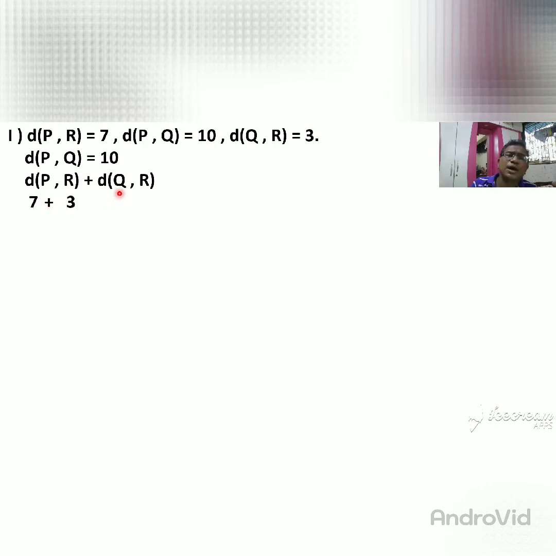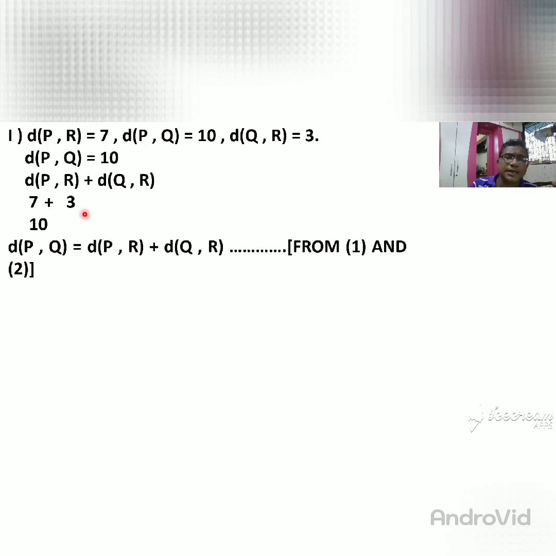And distance QR here is 3. 7 plus 3 is equal to what you get? 10. Okay. So here they are the same. So if their sum is the same, then distance P comma Q is equal to distance P comma R plus distance Q comma R.